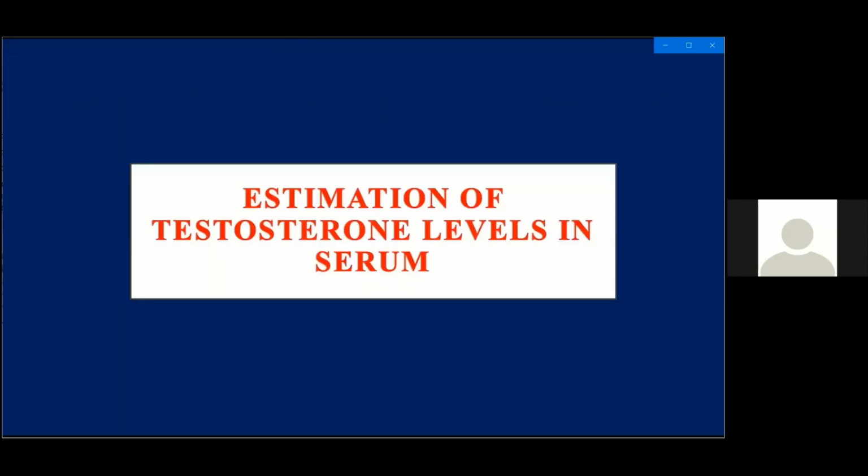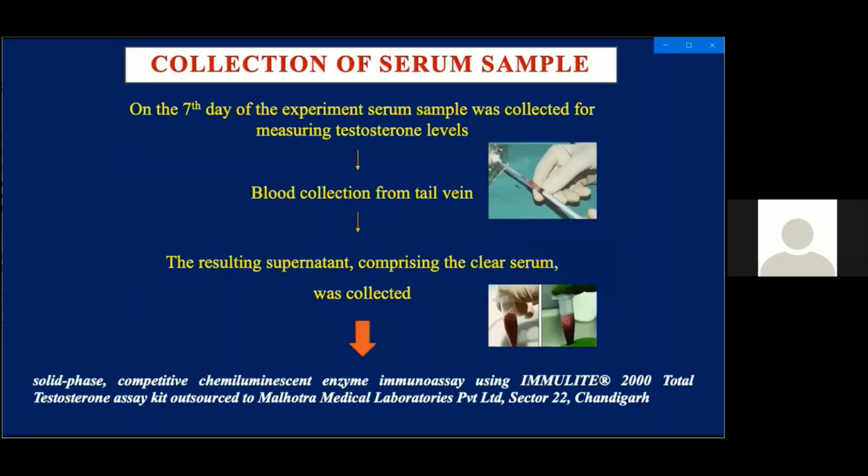The next experiment we performed was the estimation of testosterone levels in the serum. For the estimation of testosterone, we collected the serum sample. On the 7th day of the experiment, blood was collected from the tail vein and allowed to undergo clotting, and then the supernatant containing the clear serum was collected. A solid phase competitive chemiluminescent enzyme immunoassay using the Immulite 2000 total testosterone assay kit was outsourced to Malhotra Medical Laboratories, Private Limited, Sector 22, Chandigarh.